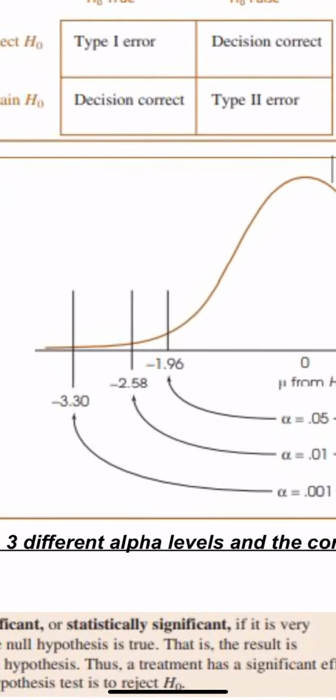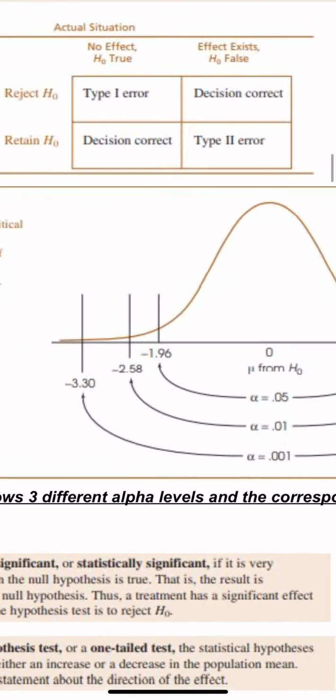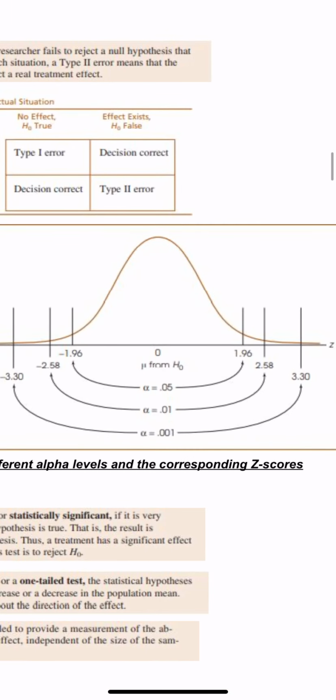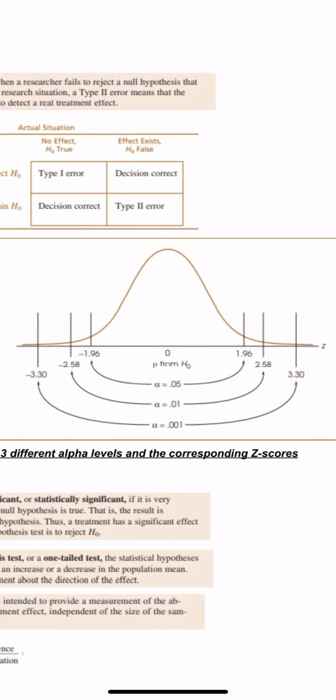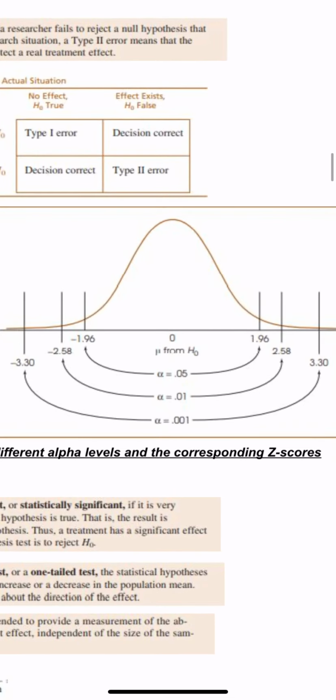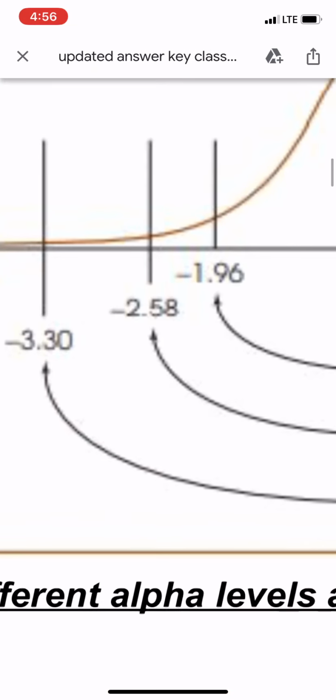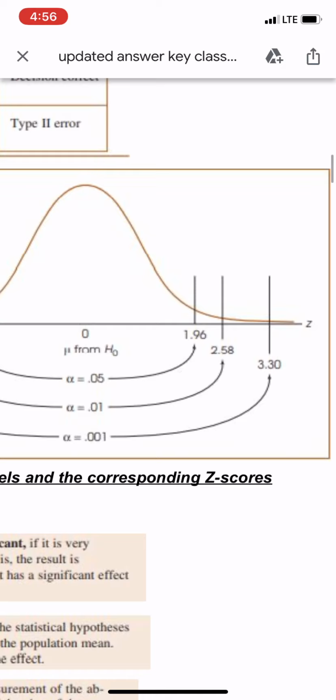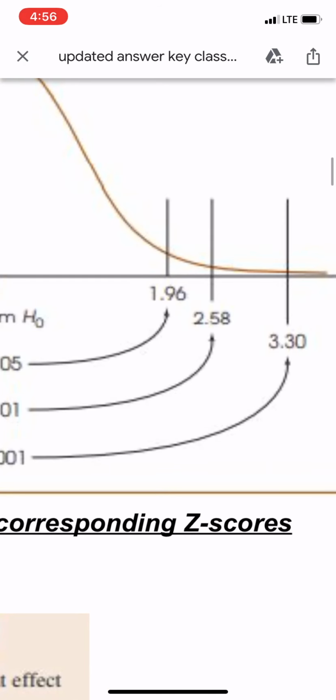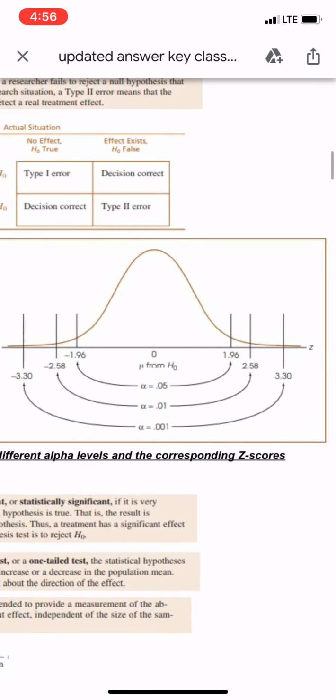This is just an example of the critical values from a two-tailed test for a z-table. So this is for z-scores, and it shows alpha level plus or minus 1.96 at 0.05, plus or minus 2.58 at 0.01, and plus or minus 3.30 at 0.001. We have to hit these values or be beyond them to say that we got a significant result, right? And it's the same concept for the t-tests.